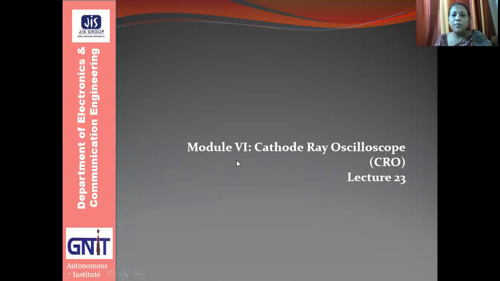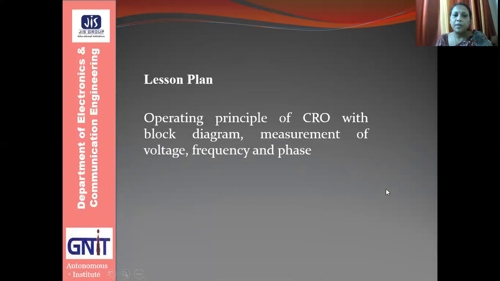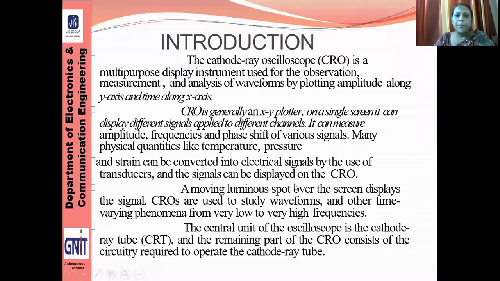Today we will learn Module 6, that is Cathode Ray Oscilloscope, CRO. This is Lecture 23. Let us first present the lesson plan: operating principle of CRO with block diagram, measurement of voltage, frequency and phase. So let us start with the subject topic, that is cathode ray oscilloscope, CRO.